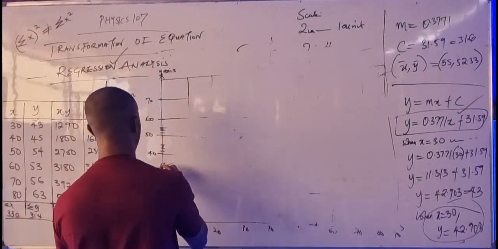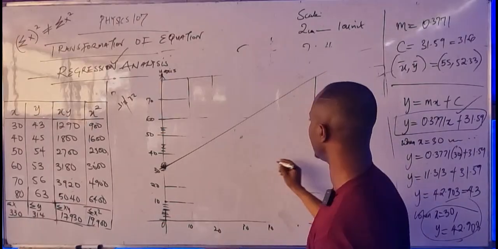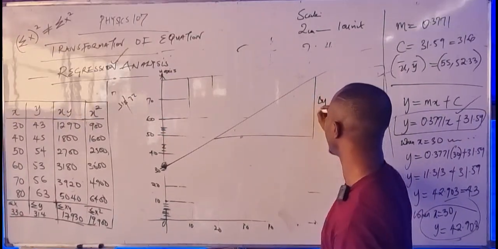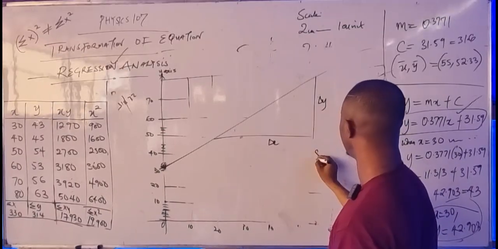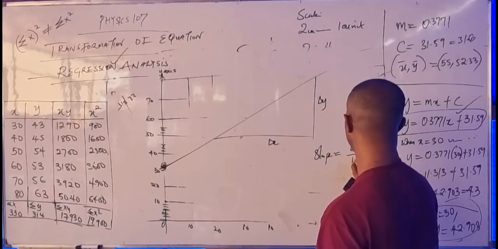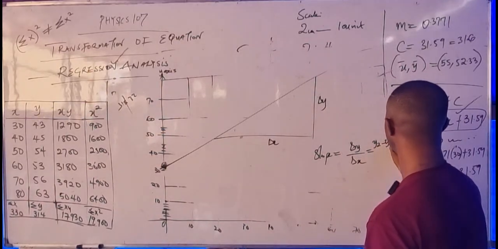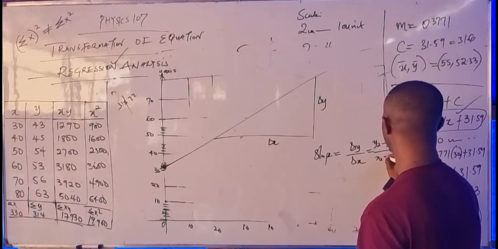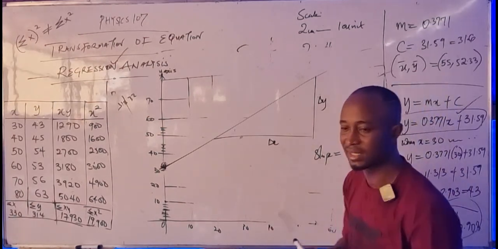Now when you find your slope, take any point from the line. Look for your change in Y and change in X. Our slope is change in Y over change in X. What is change in Y? Y2 minus Y1 over X2 minus X1. Now from your graph, determine your own slope.